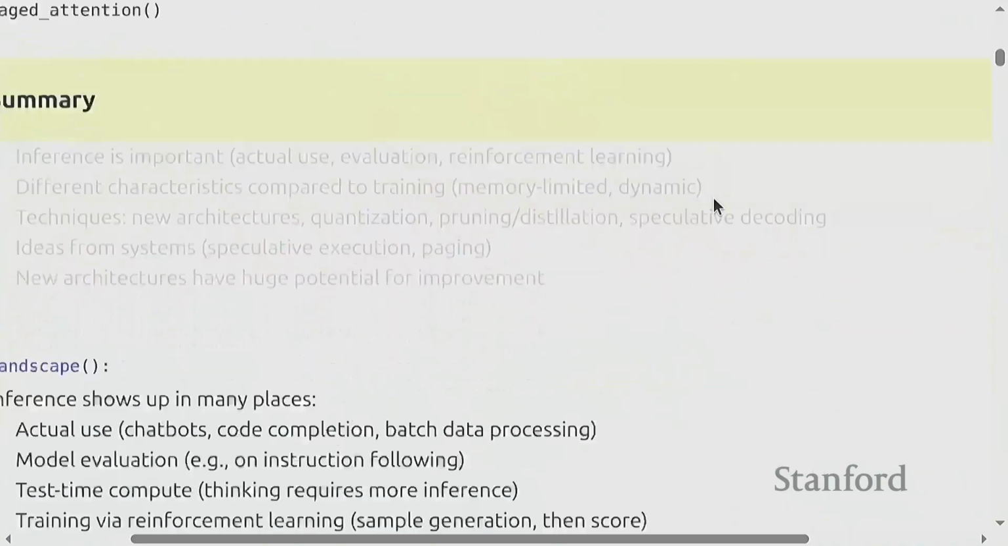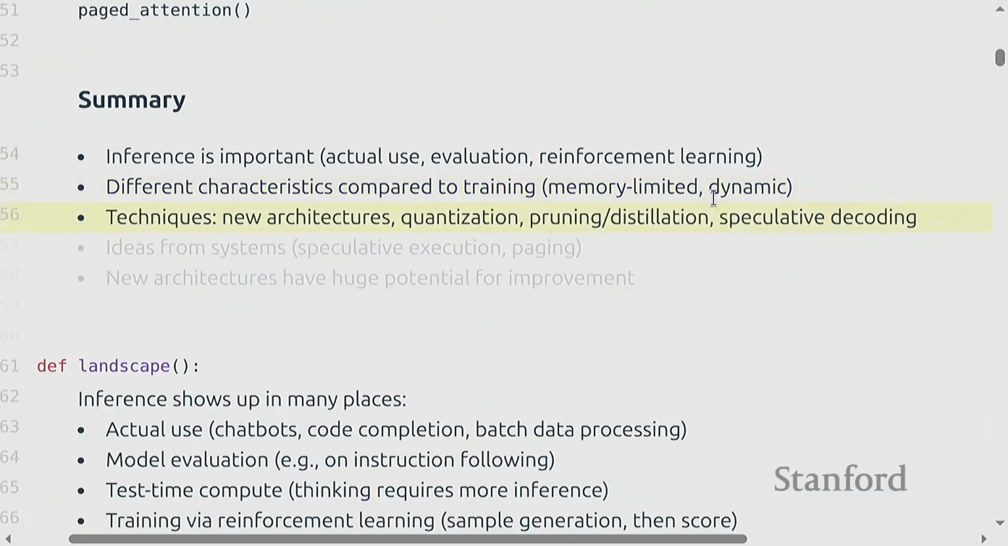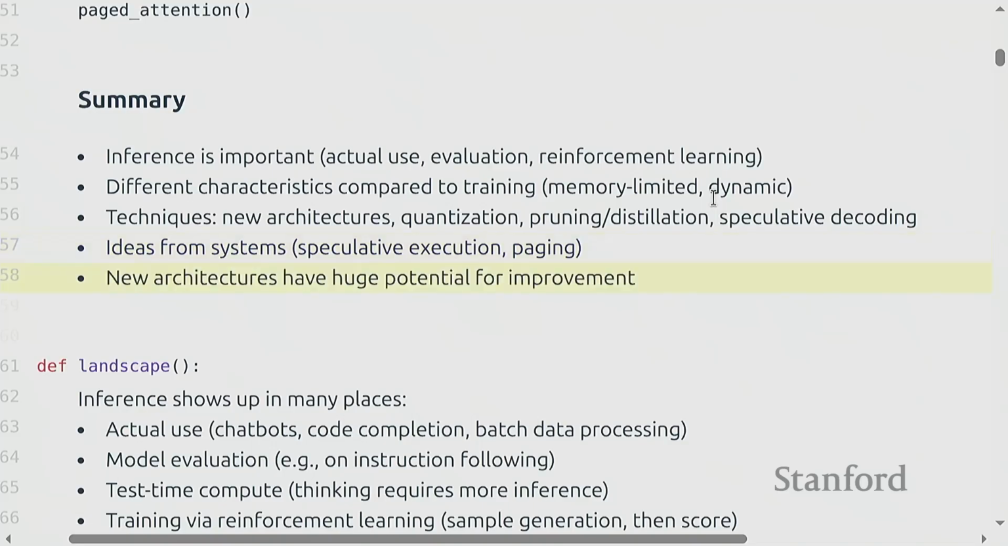Okay, quick summary. Inference is really, really important, and its characteristics are distinct from training. You're memory limited, and it's also dynamic, which leads to a bunch of new challenges. We saw a whole host of different techniques around new architectures, quantization, pruning, distillation, and speculative decoding. There are ideas from systems which allow you to better use your memory, overlap communication and compute, and things like that. But I would say there's probably even more opportunity in modeling and architecture.